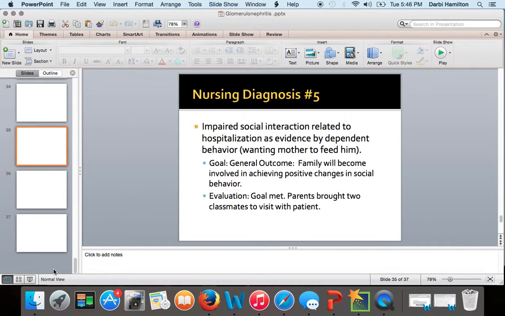Our fifth diagnosis is impaired social interaction related to hospitalization as evidenced by dependent behavior, that is wanting mother to feed him. General outcome, family will become involved in achieving positive change in social behavior. Evaluation, goal met, parents brought 2 classmates to visit with patient.